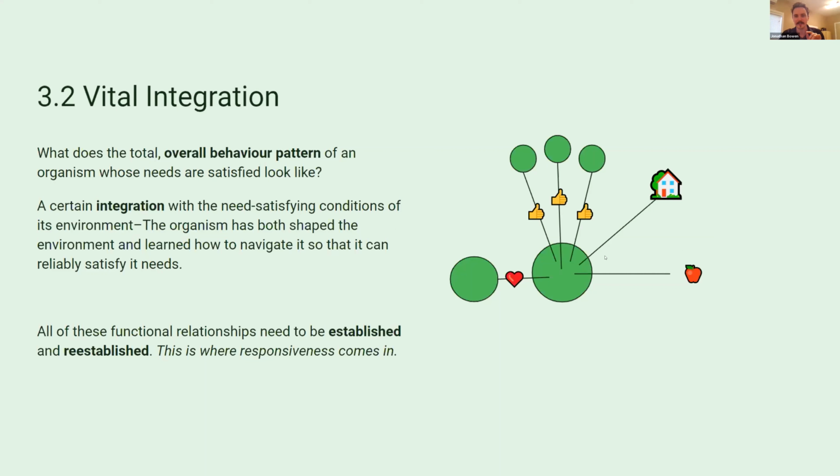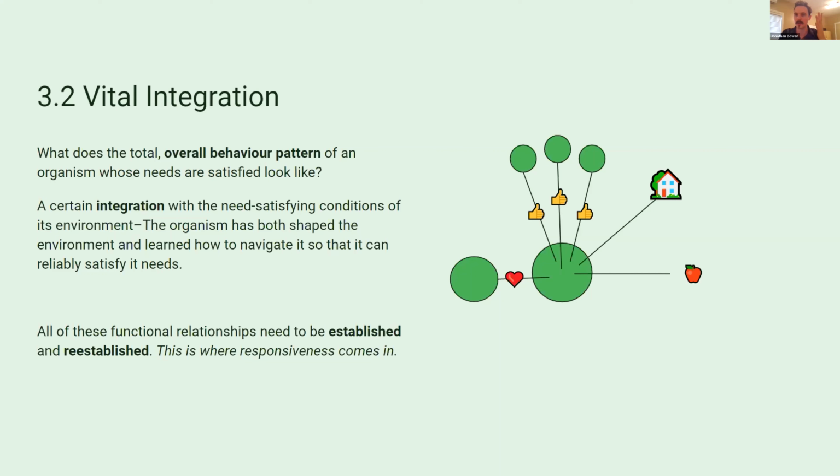And then you've got the other organisms. So here's a conspecific, and here's its community. Our organism is integrated into its community. So the whole pattern of life, you're going to see this organism going between various places, doing various things, all in ways that reliably lead to its needs being met. But these functional relationships don't come for free. They have to be established. They take time to establish. It's a developmental process to establish them, and you have to reestablish them when they break.